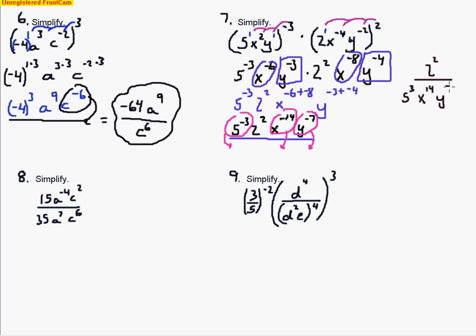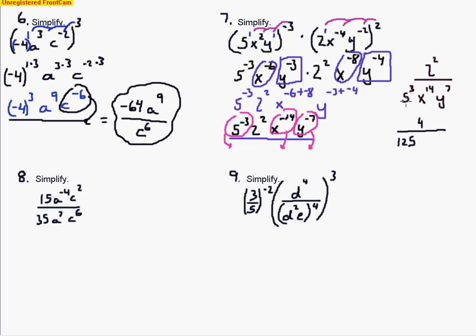Now you're not going to get full credit from me if you leave your answer this way. These numbers can be multiplied. They're not that big, so let's go ahead and do that. 2 squared makes 4. 5 to the third, so that's 5 times 5 times 5. So that's not 15, it's 125.